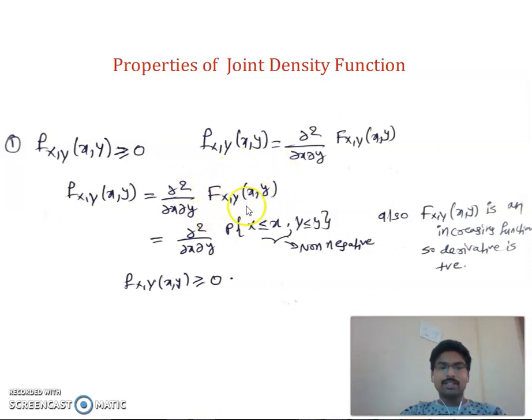Another thing is, F_{X,Y}(x,y) from the definition is nothing but the probability of X less than or equal to x intersection Y less than or equal to y. This probability is always a positive quantity. So from these two things, we can say that f_{X,Y}(x,y), that is the joint density function, is always greater than or equal to 0.